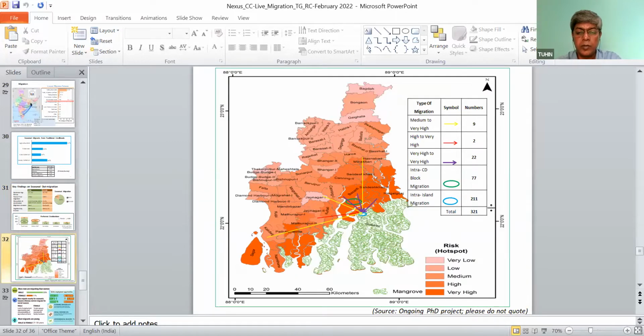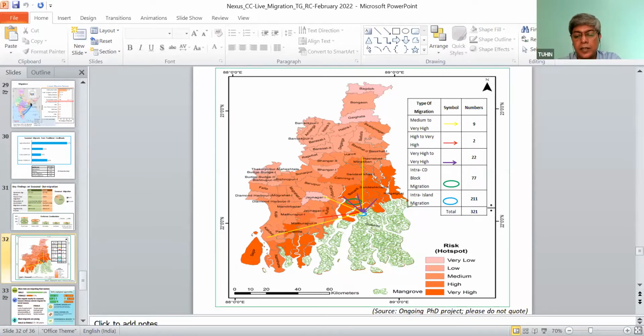So we tried to come up with some risk zonation within this delta, block-wise, community development block-wise. We were surprised that sometimes people are moving from a very low or low risk zone to a very high risk zone because they don't have any understanding of what the risk is. But sometimes they move for other reasons. For example, in Sajnekhali Island, there are a lot of schools. Sajnekhali Island is a very high risk zone.